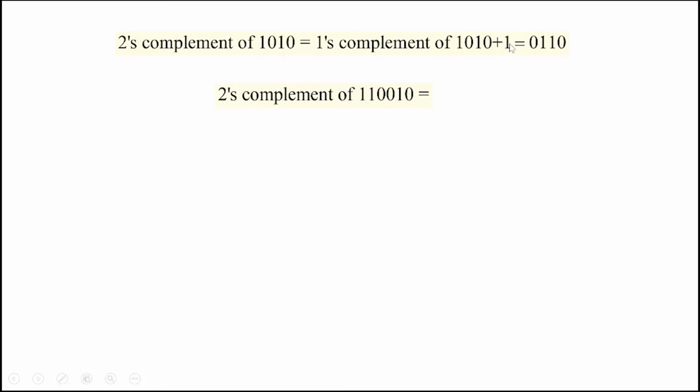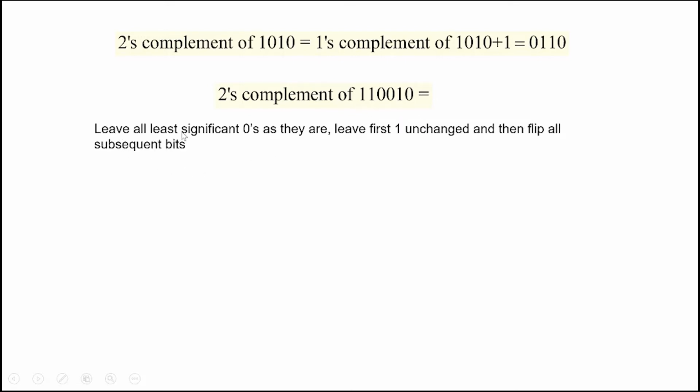There's a simpler method of writing the 2's complement of any number. The method is: leave all the least significant zeros as they are, leave the first one unchanged, and then flip all subsequent bits. So we have a 0 here, leave it as it is. Then we have a 1 here, leave it as it is. And after that, flip all of them. So 0, 1, and then you flip 0 to 1, flip 1 to 0, and 0. So that becomes the 2's complement of this particular number.